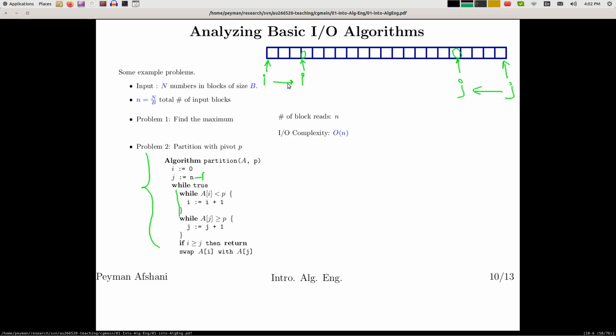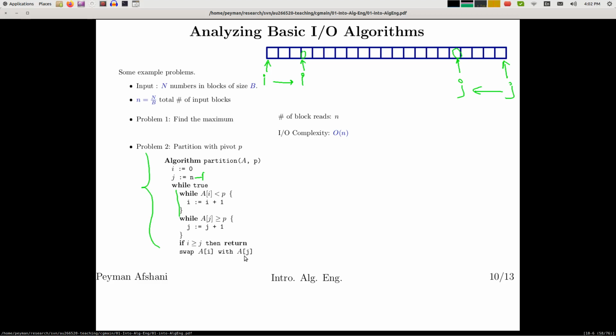The only thing I need to check for is that if i and j have swapped places, then I'm actually done with this algorithm. So in other words, if i is at least j, then I have actually finished with the partition. Then I can just swap these places.